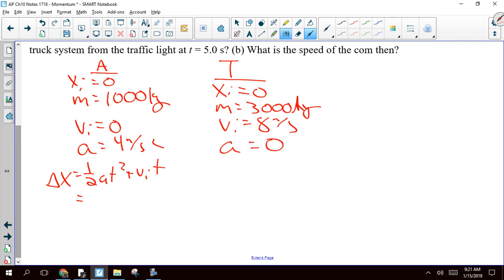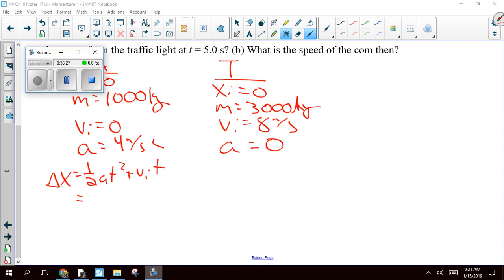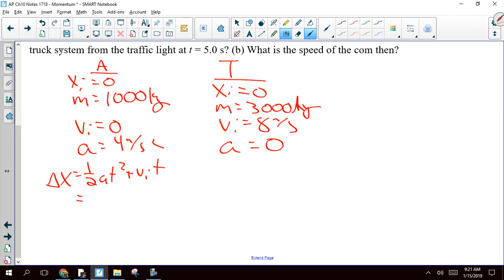All right, so if you plug in your numbers just using regular old kinematics equations, you get 50 meters. And similarly, we can find our final velocity by doing vi plus at, and you get 20 meters a second. All right, so that's everything for the automobile.